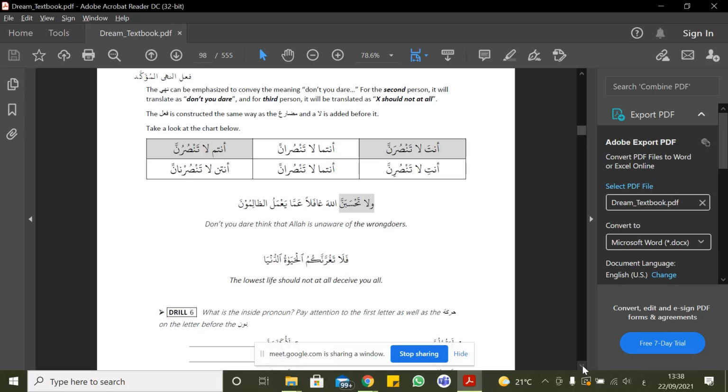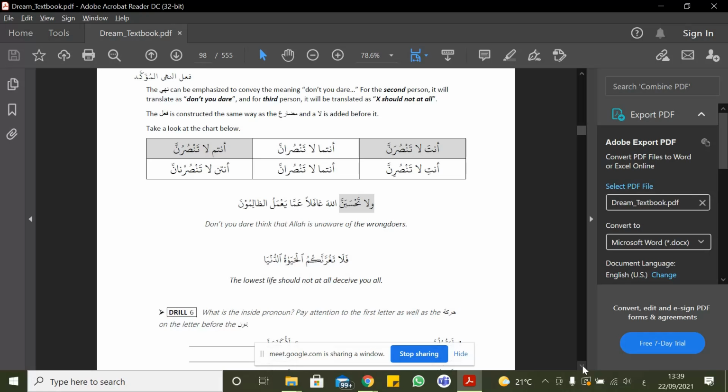But when I look at the translation: wala tahsabanna, don't you dare. Hasaba means to think. Tahsabanna means don't you dare think that Allah is unaware. Unaware of what? Of amma ya'malu zalimuna. So amma is about what or whatever. And now go for ya'malu.